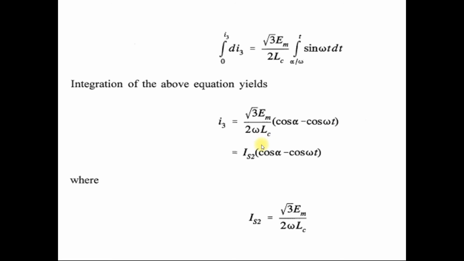We already derived this equation in the last lecture, so you know how you get this equation. Finally you get I3 is equal to IS2 times (cos alpha minus cos omega t), where IS2 is nothing but root 3 EM divided by 2 omega LC.